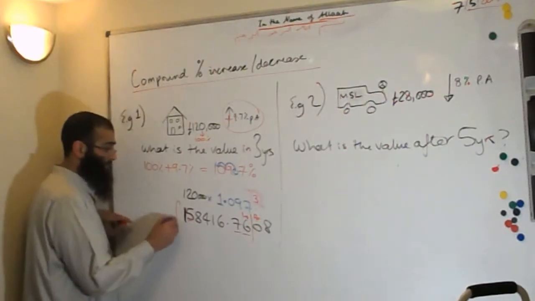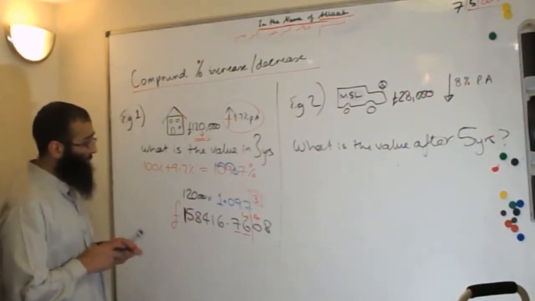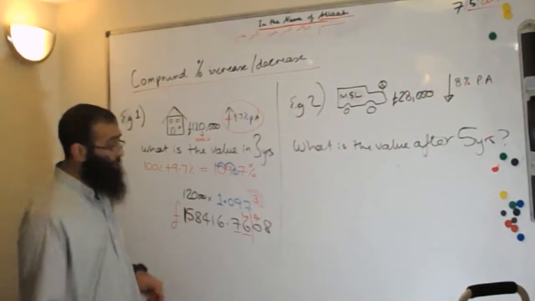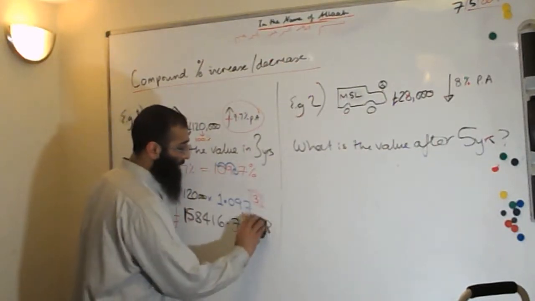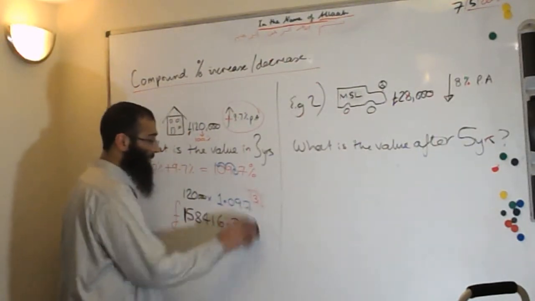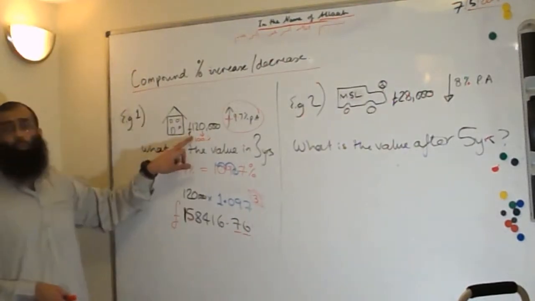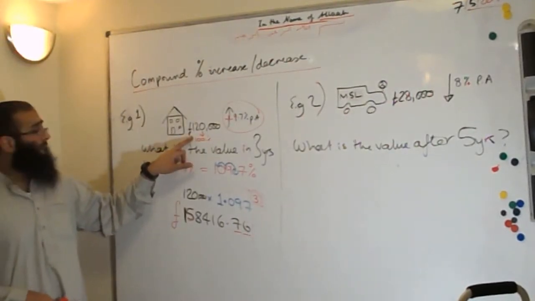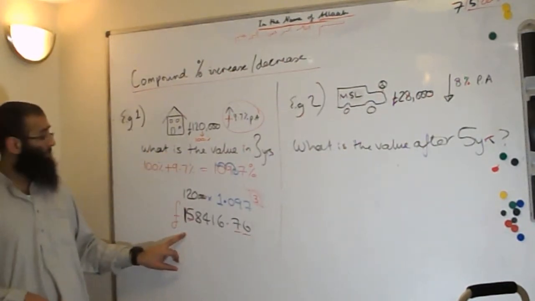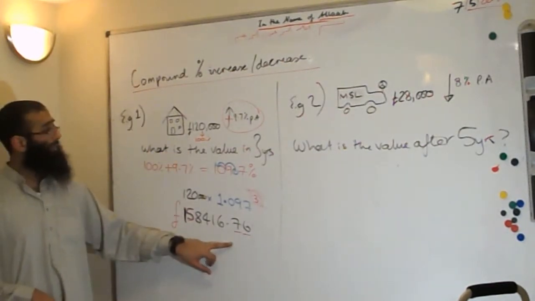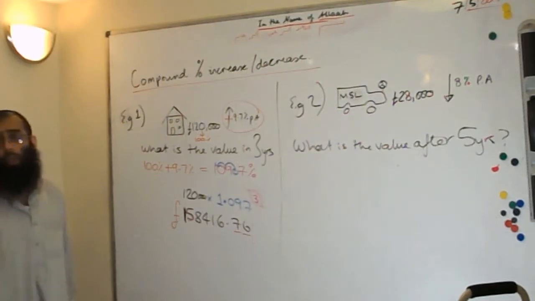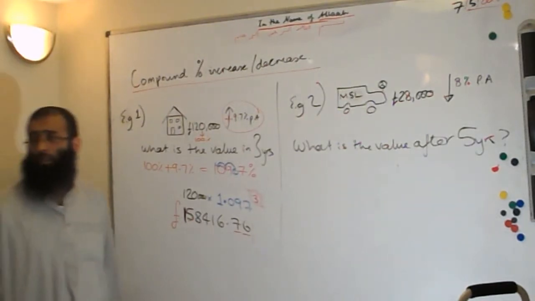So your final answer is £158,416.76. If everybody else, please rewrite it again. Done. That's the answer. So the house was worth originally 120,000, and after 3 years it's worth £158,416.76. Are you ready for the next question?